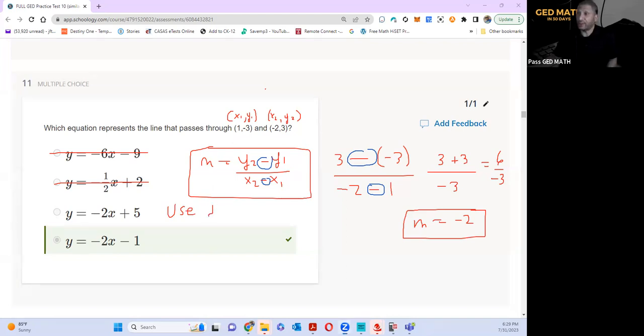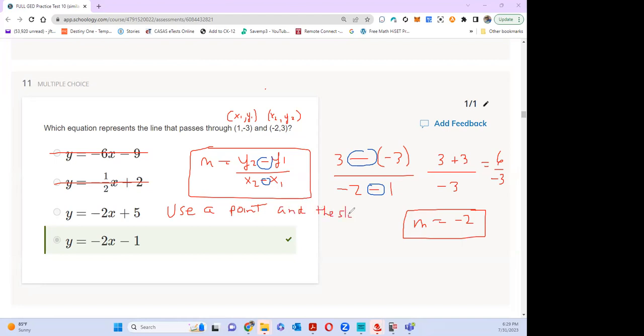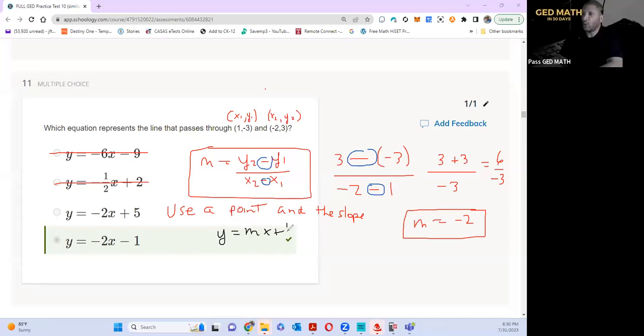Now you can use a point and the slope. Now I'm not going to use the point slope formula. I don't like that. I had a student yesterday who uses the point slope formula. Will it work? Yes. But what I would rather you do is plug in what you know into the slope intercept form of a linear equation.